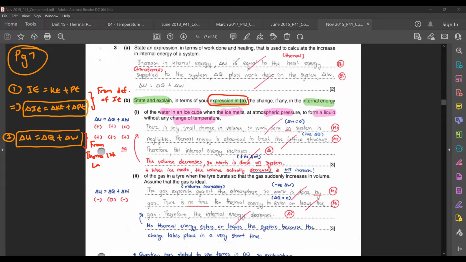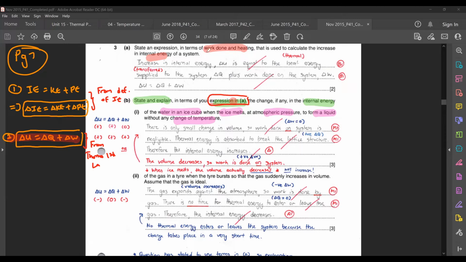So your question here already told you to use the expression in A, which is this one. The question specifically told you to use the expression in A, which is the first law of thermodynamics. So whatever explanation you use to explain changes in internal energy, it should be based on the thermodynamic first law, where you try to explain whether heat is supplied or not, whether work is done on the system or by the system. Okay, so how are we going to explain this?